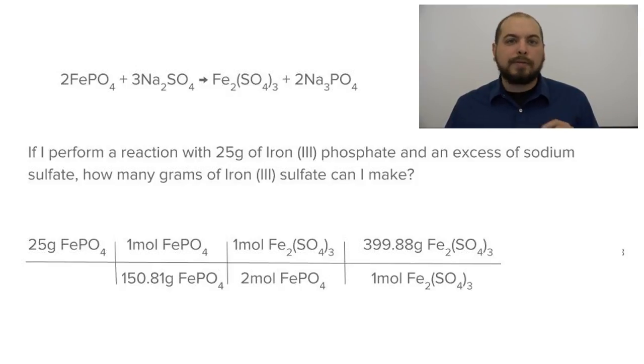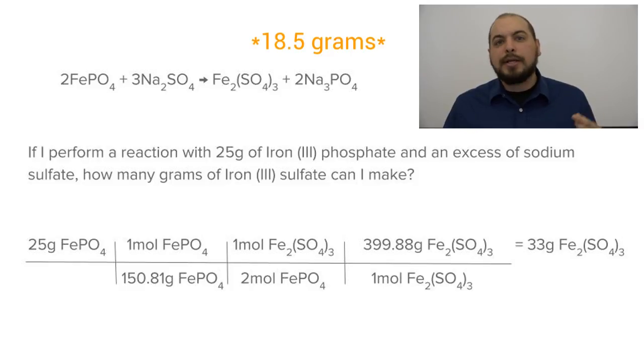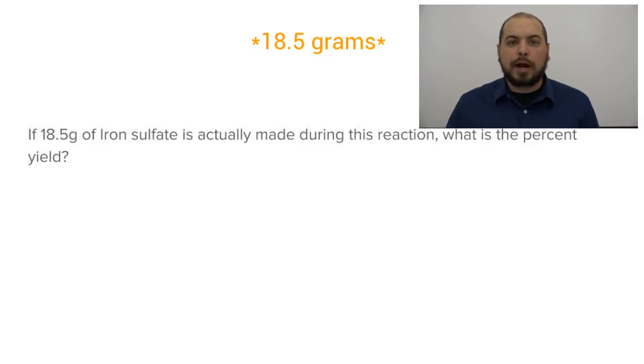Multiplying across the top and dividing across the bottom, you see that our answer is 33 grams of iron sulfate would theoretically be produced from 25 grams of our initial reactant. This is our theoretical yield. Next, we want to solve for our percent yield given the fact that only in a real reaction, 16.5 grams of our iron sulfate were actually produced.